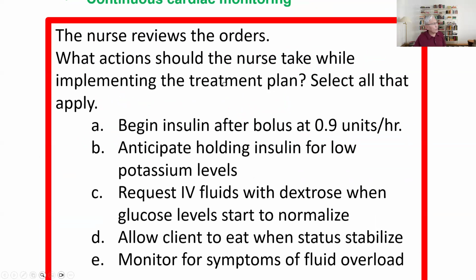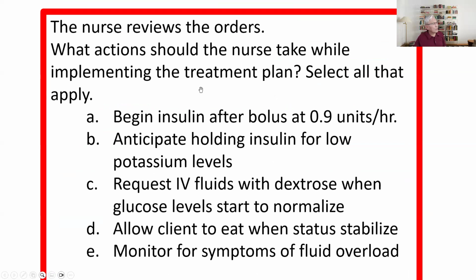So you review the order. What action should the nurse take while implementing the treatment plan? Select all that apply. Okay. What action should the nurse take while implementing the treatment plan? Select all that apply.